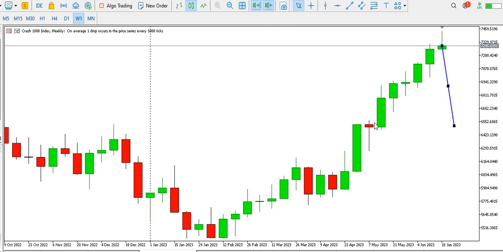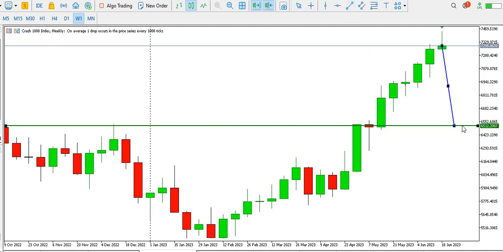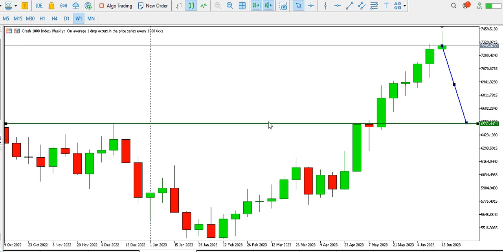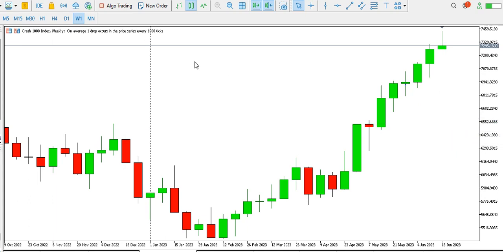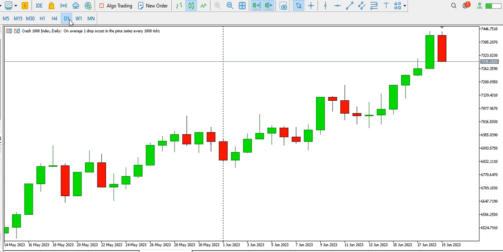up to this point. We have the resistance around here. I see price dropping to form a resistance around here. I see price forming a support around here. That's for Crash 1000 index on the weekly time frame.